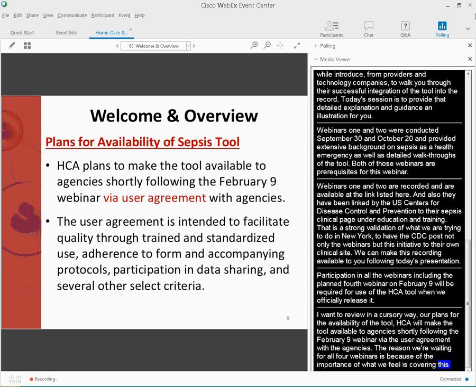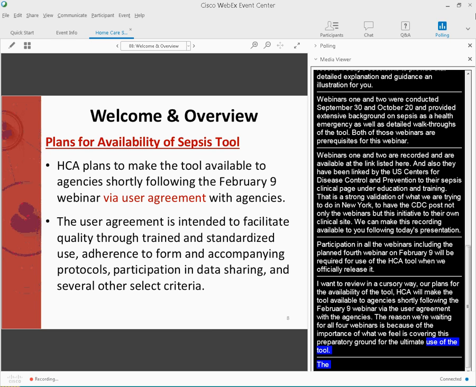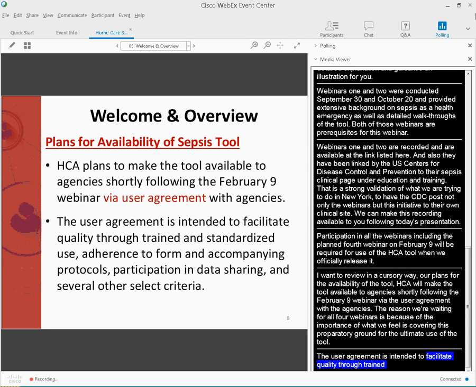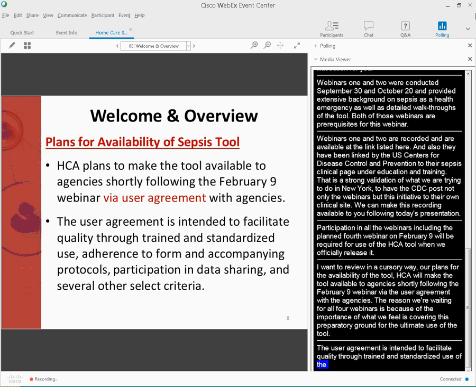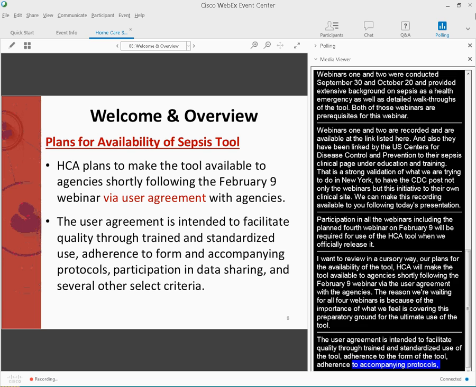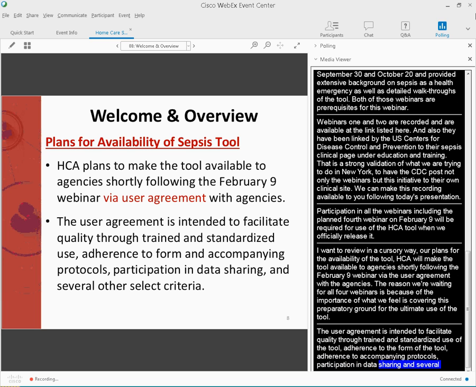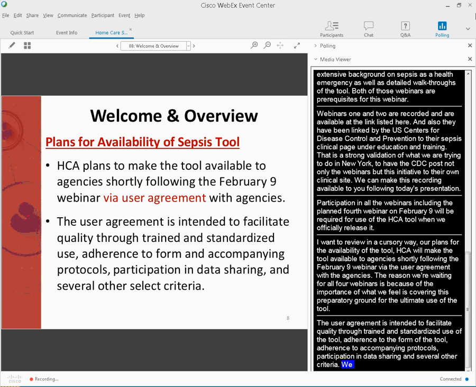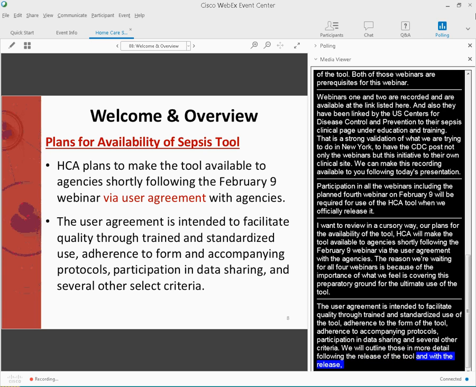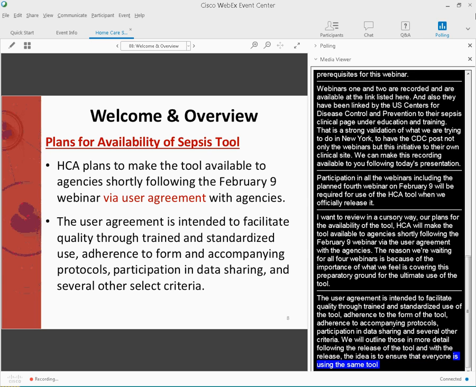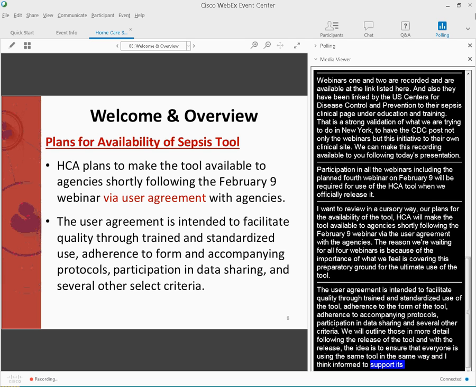The user agreement is intended to facilitate quality through the trained and standardized use of the tool, adherence to the form of the tool, adherence to accompanying protocols, participation in data sharing, and several other criteria. We'll outline those in more detail with the release of the tool. But again, the idea is to ensure that everyone is using the same tool in the same way, and duly informed to support its quality use and to maximize the effectiveness of the tool in the clinical setting.